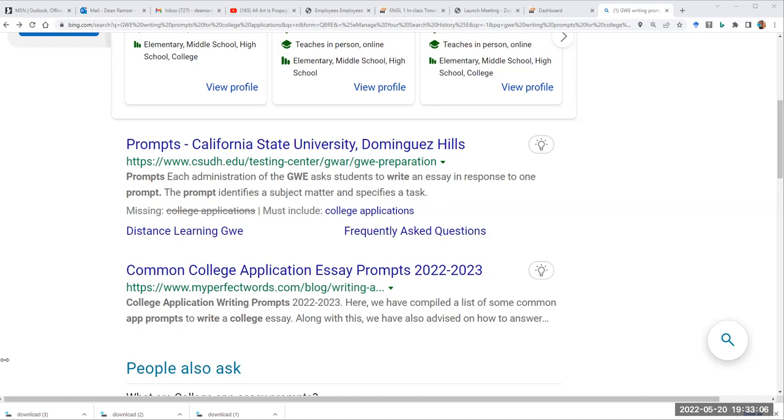Scores. Okay, the reading areas, reading comprehension. Okay, grammar, punctuation. The scoring guide. Okay, you already saw this. Let me see if I can find some prompts.